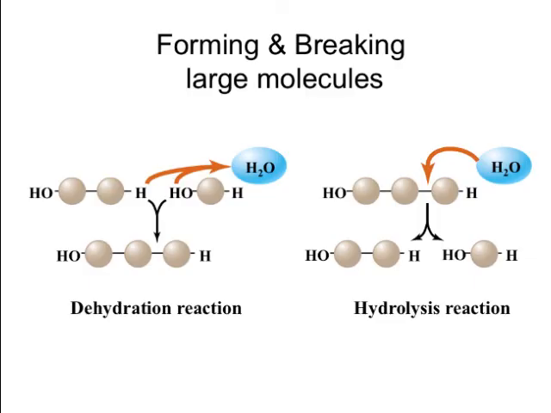The way you form large molecules or large polymers from monomers is by a dehydration reaction, in which you remove a water molecule and form a larger molecule by putting together the monomers. How you break down large molecules is by a hydrolysis reaction. In this case, you add a molecule of water into the polymer and then break it down into monomers.